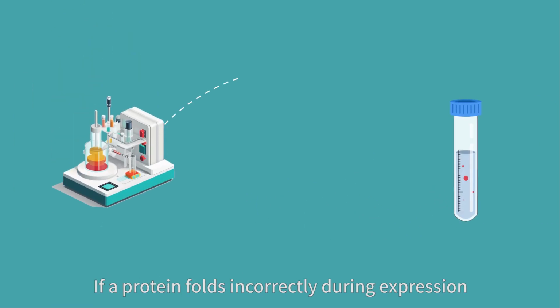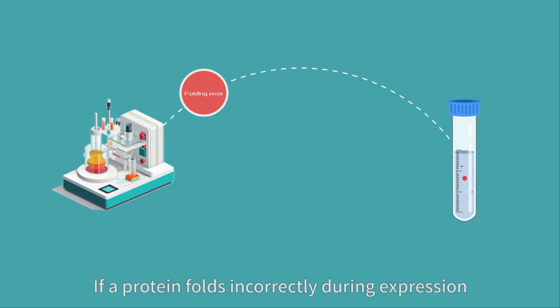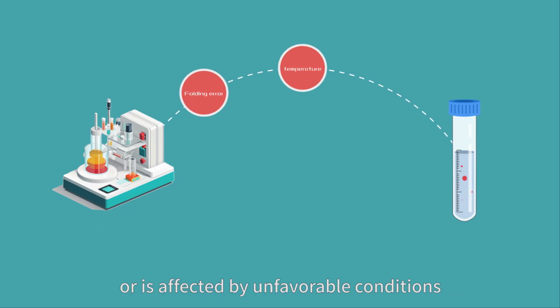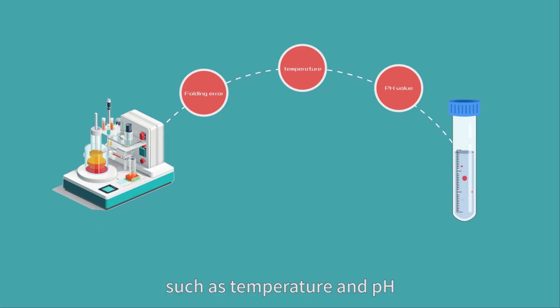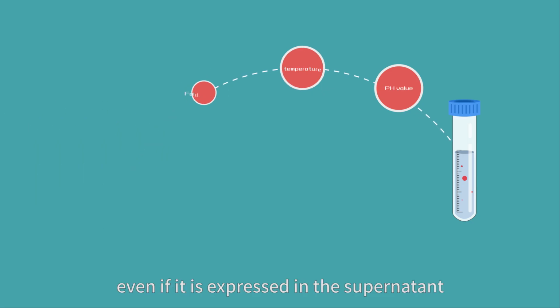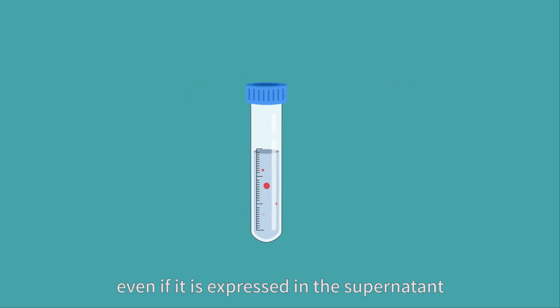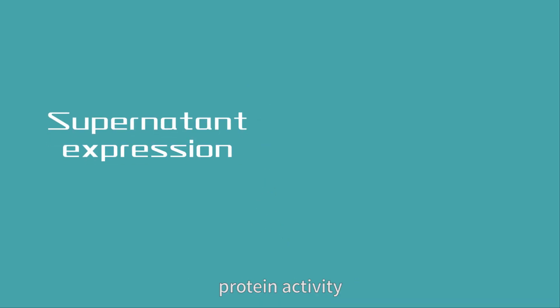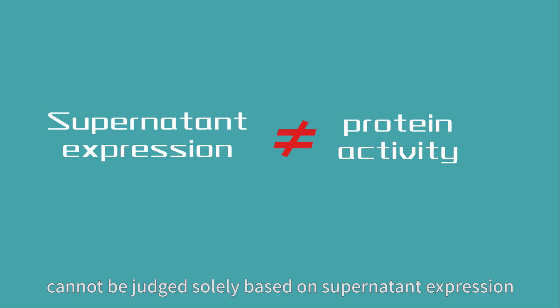If a protein folds incorrectly during expression, or is affected by unfavorable conditions such as temperature and pH, even if it is expressed in the supernatant, it may not have activity. Therefore, protein activity cannot be judged solely based on supernatant expression.